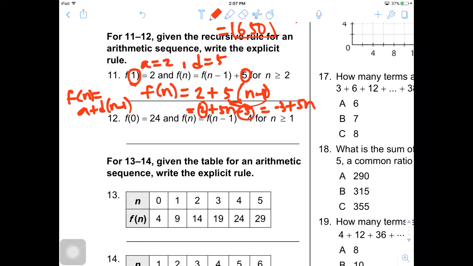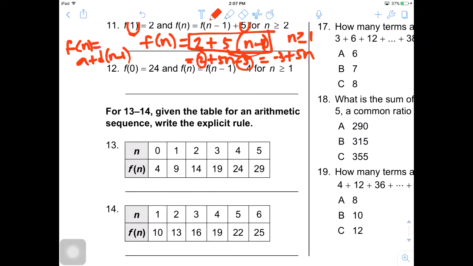And then describing the domain will be n greater than or equal to 1, because we started with 1 as the answer. So that is the formula for number 11. Or like I said, you can leave it in the original form that we have here, whichever you prefer.